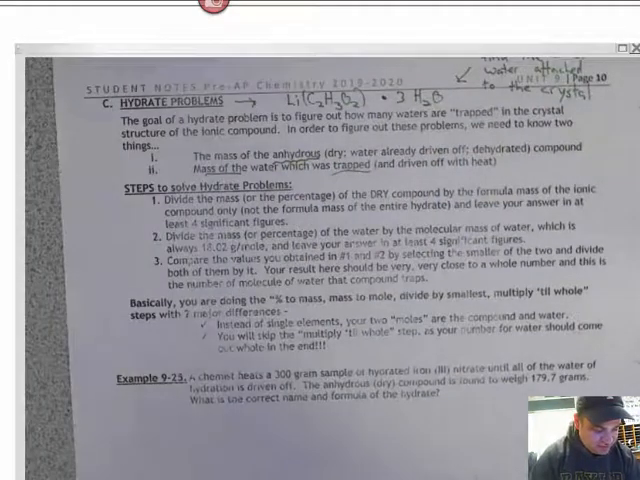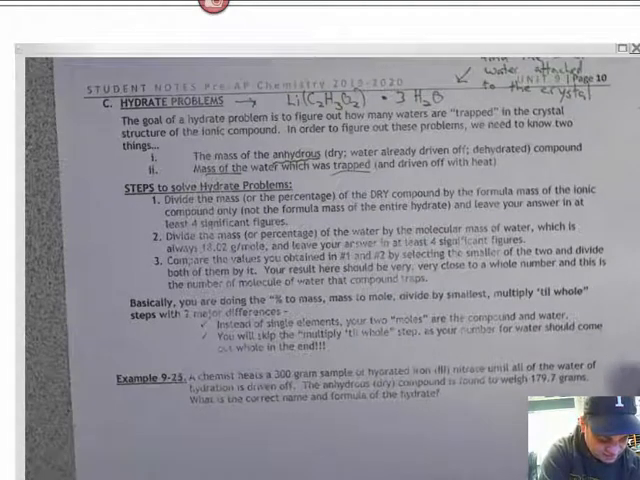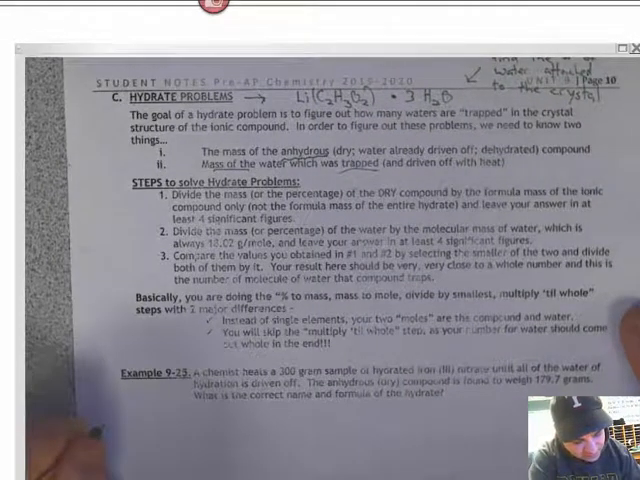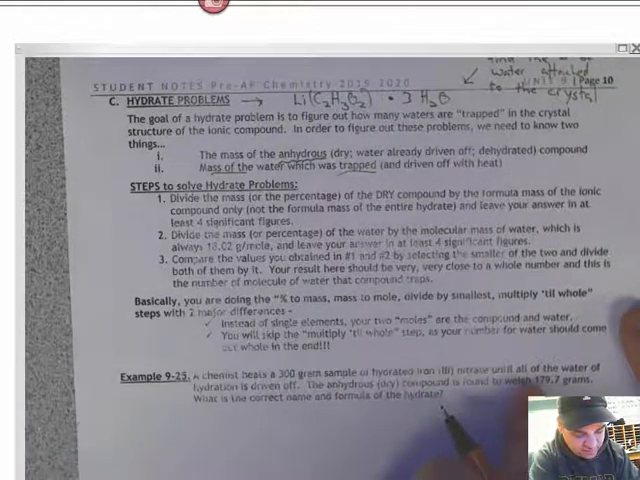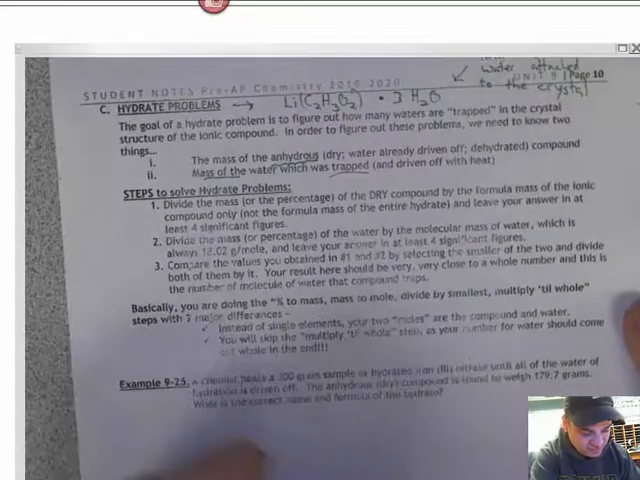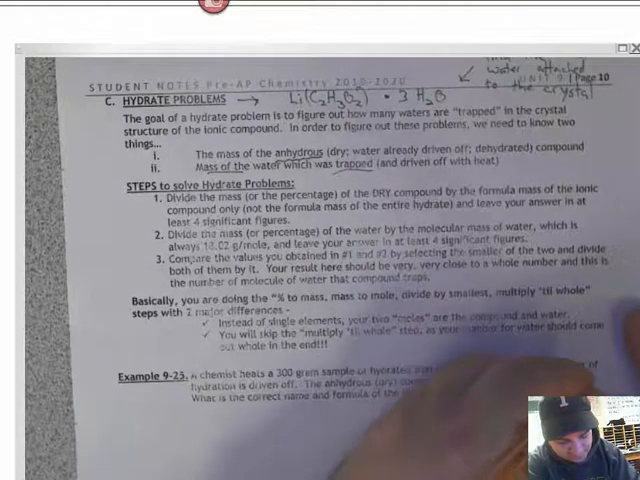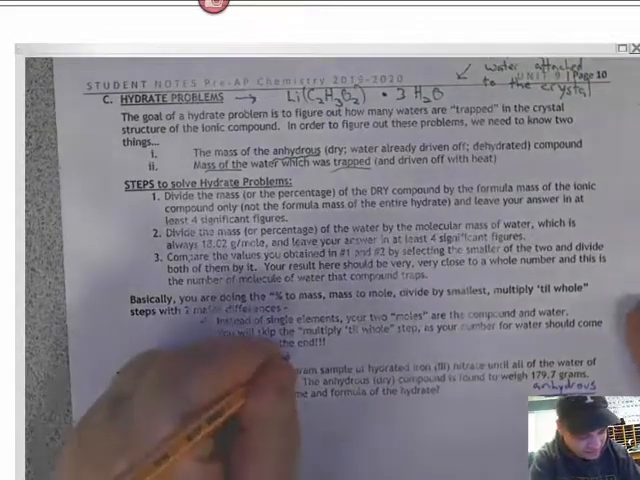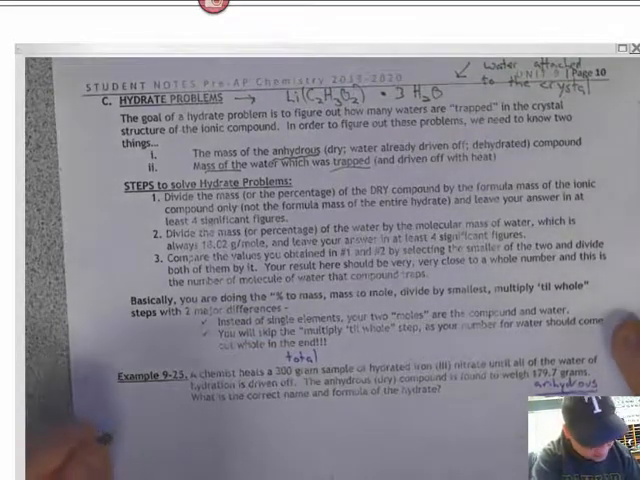A chemist has a 300-gram sample of hydrated iron 3 nitrate, and all the water of hydration is driven off. The anhydrous compound is found to weigh 179.7 grams. What is the correct name and formula for the hydrate here? So this is the anhydrous, and this is the total here.